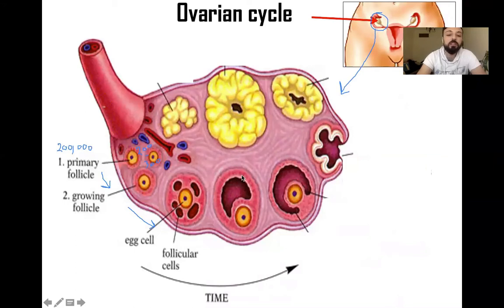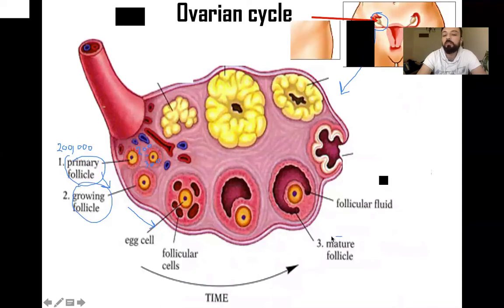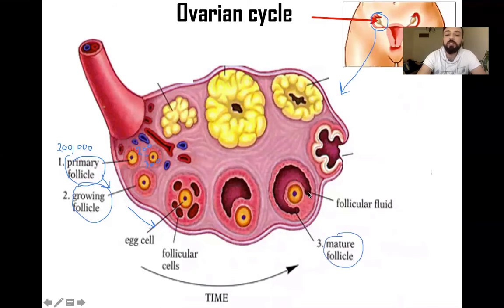Again, a follicle is a sac of cells, and inside the follicle we have the egg. As the follicle grows, it becomes a mature follicle. The growing follicle will become a mature follicle. As you can see, we started with the primary follicle, then it developed into a growing follicle, and now it becomes a mature follicle. A mature follicle has fluids inside it.